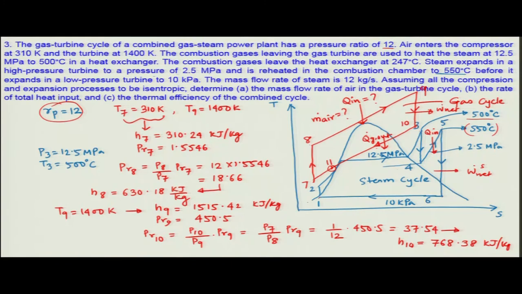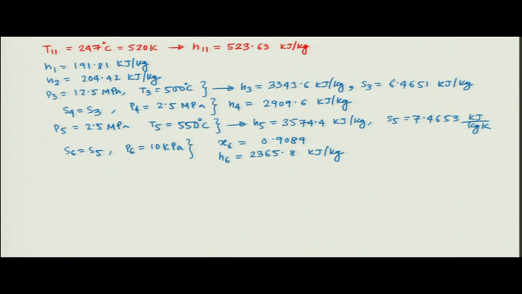The first part of the question is the mass flow rate of air in the gas turbine cycle. How can we find the mass flow rate of air? We have to do an energy balance across the heat exchanger. In the heat exchanger, combustion products enter at point 10 and come out at point 11, whereas the feed water enters at point 2 and comes out at point 3. We do an energy balance between these and then we can find m dot air. Basically we start with the first law of thermodynamics: energy in equals energy out. And then I can write m dot i h i.